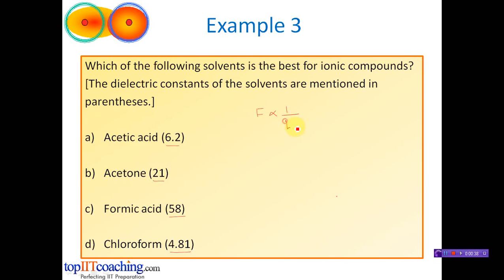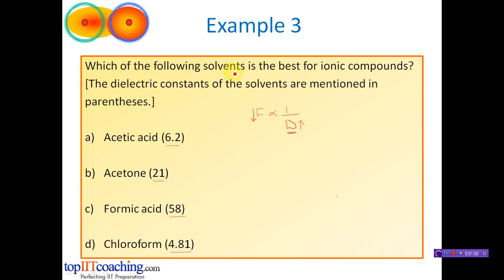By Coulomb's law, the force of attraction between the ions was inversely proportional to the dielectric constant of the medium. We studied it while discussing the solubility of ionic compounds. So, higher the dielectric constant of the solvent, lower will be the force of attraction between the ions, and much easier will be the breaking away of the ions into the solvent. That is, their solubility will be high.